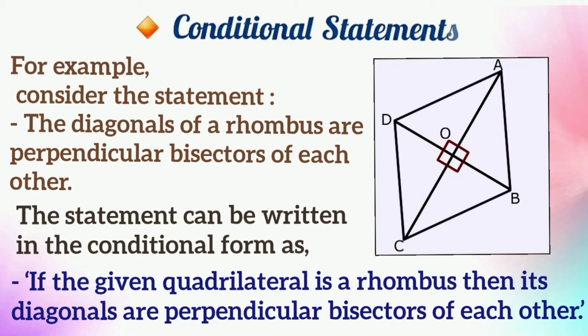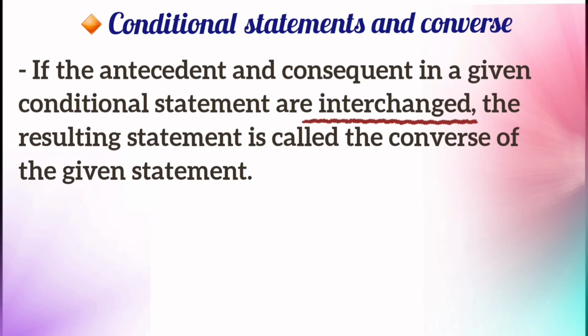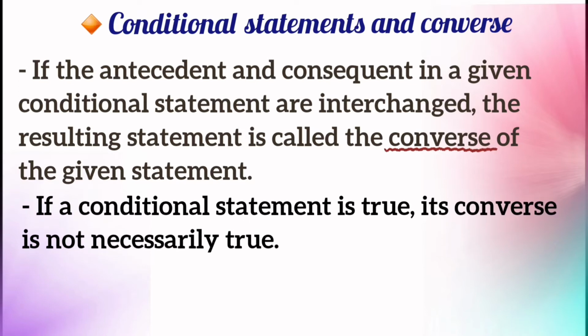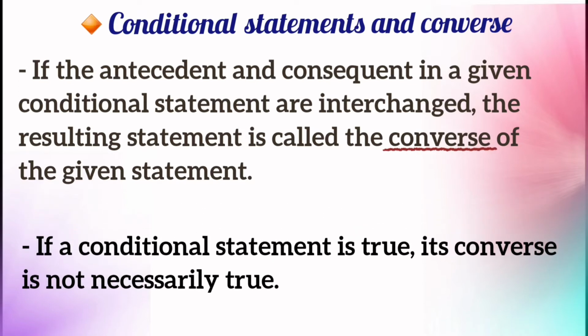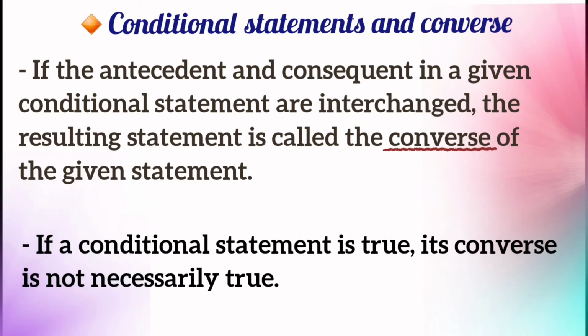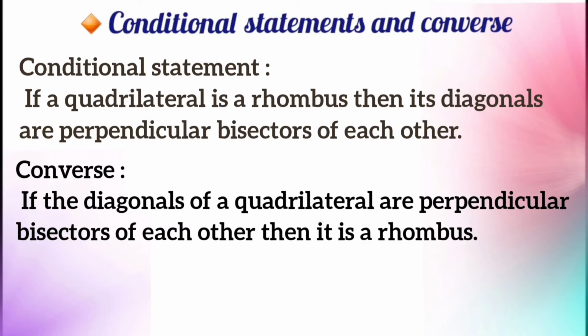Okay, so what is the converse then? In the converse, we have to interchange the antecedent and the consequent. Then it becomes a converse statement. It is not compulsory that if the conditional statement is true, then the converse of that statement will also be true. The example that we have seen was: if a quadrilateral is a rhombus, then its diagonals are perpendicular bisectors of each other. So let's see the converse of the statement.